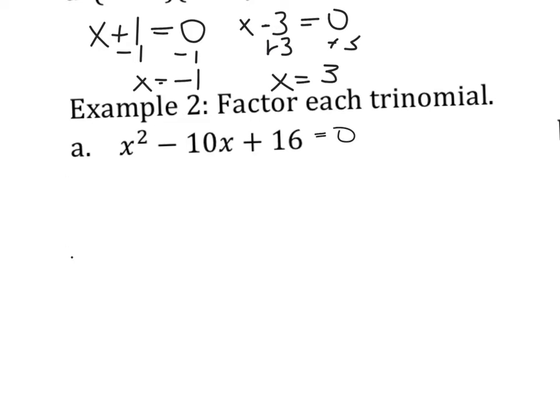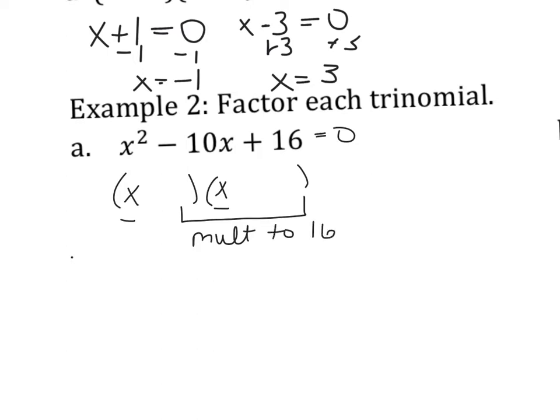Okay, so we are going to do two sets of parentheses. Remember, when you're multiplying these binomials, these sets of parentheses, everybody meets everybody. So we're keeping that in mind here. These first two things have to multiply together to give us x squared. It's just going to be x and x. These two numbers right here have to multiply to get 16 and add to get -10.